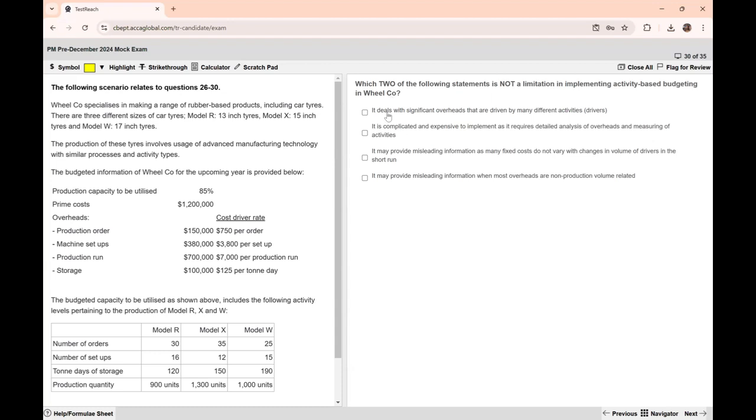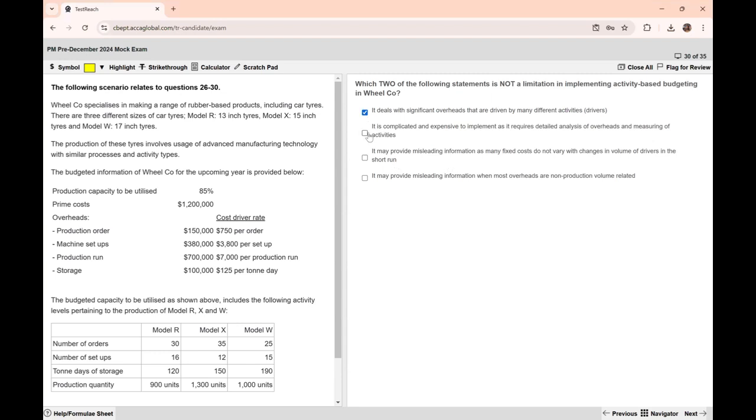Okay. So first one is it deals with significant overheads that are driven by many different activities. So is the statement true? Yes. Not a limitation means what? It is a strength. That is what you have to highlight. Yes, this is a strength of ABB as it allows for more accurate allocation of overheads by identifying and assigning costs based on activity drivers. Therefore, it is not a limitation. Okay. So you have to select this one.